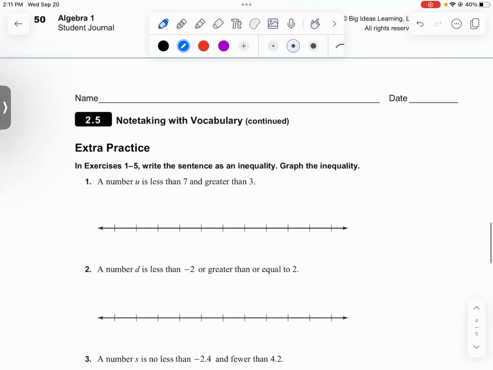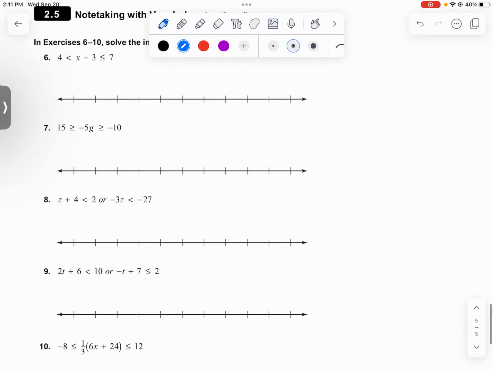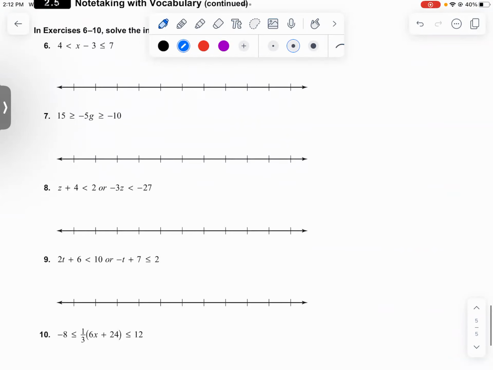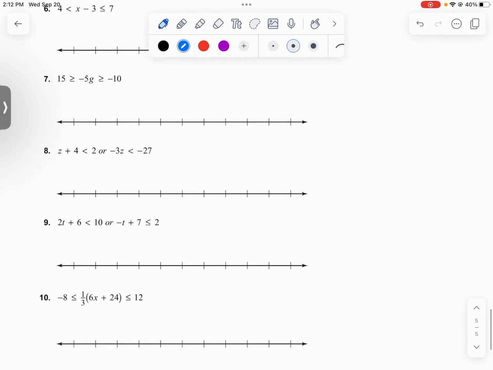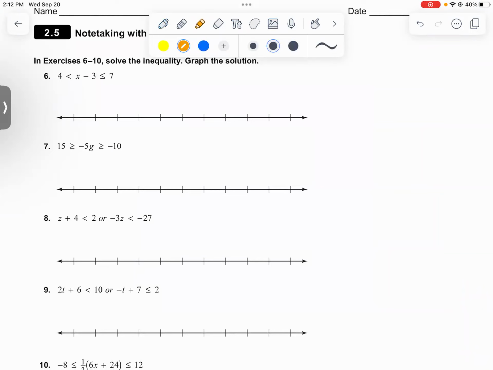Turn to page 52. That's a lot of pages. I would like you and your elbow partner to work on number 7 and number 8. Why not number 6? I'm asking you to do 7 and 8.